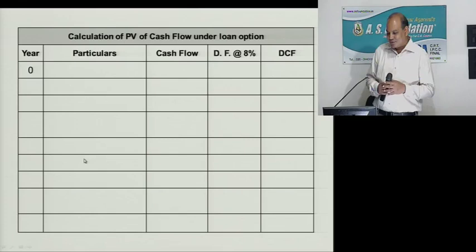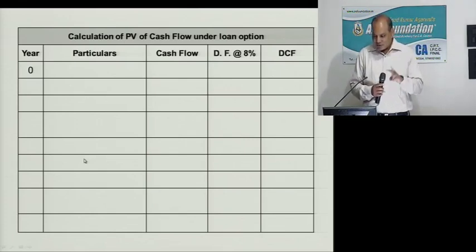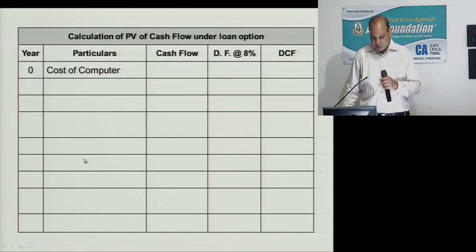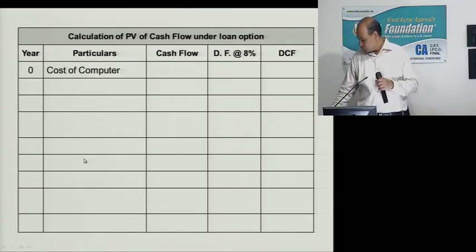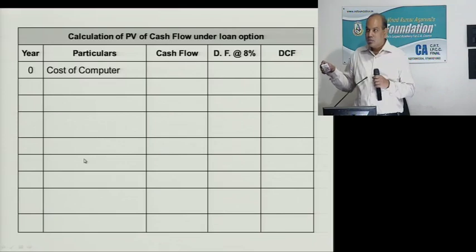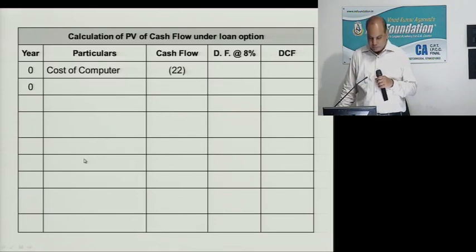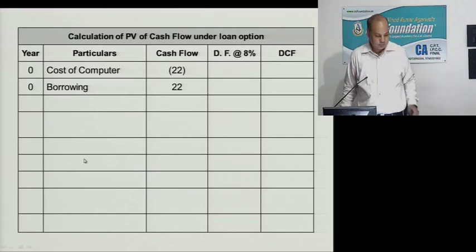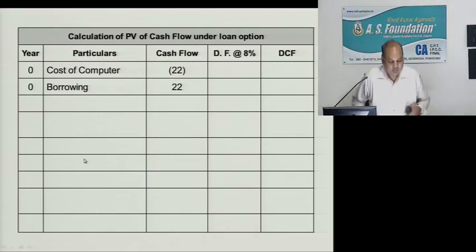Calculation of PV of cash flow under loan option. Year 0, first write 3 items. Year 0, cost of computer 22. Cost of computer 22, in bracket. Year 0, borrowing. Year 0, borrowing 22 inflow, you have written.